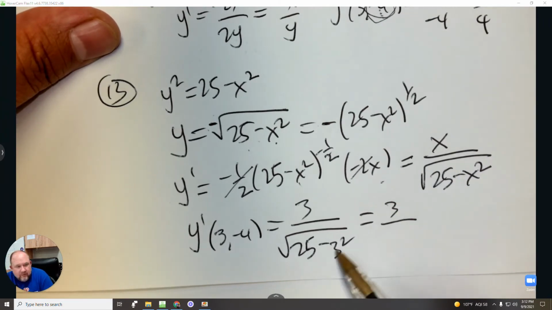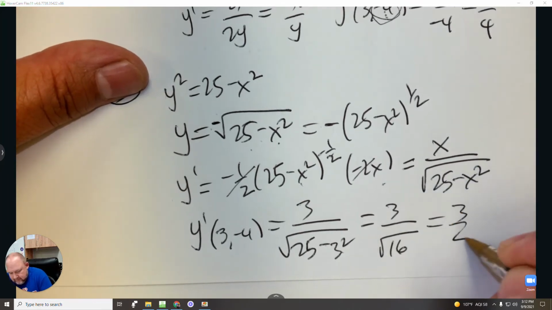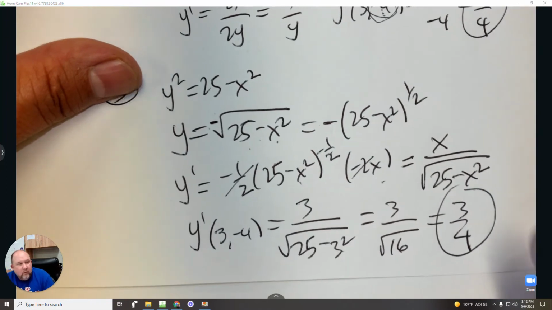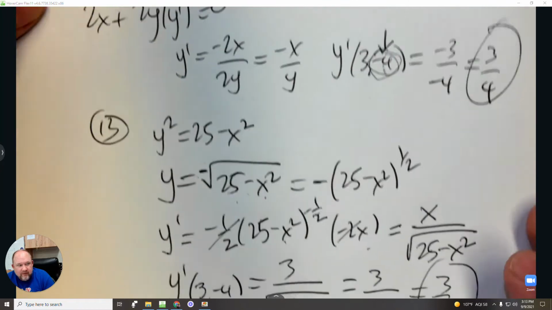So 3 squared is 9, so 25 take away 9. So it's the same answer. One doing implicitly and the other one explicitly. So 12 and 13, you get the same answer. Number 14, turn the page.